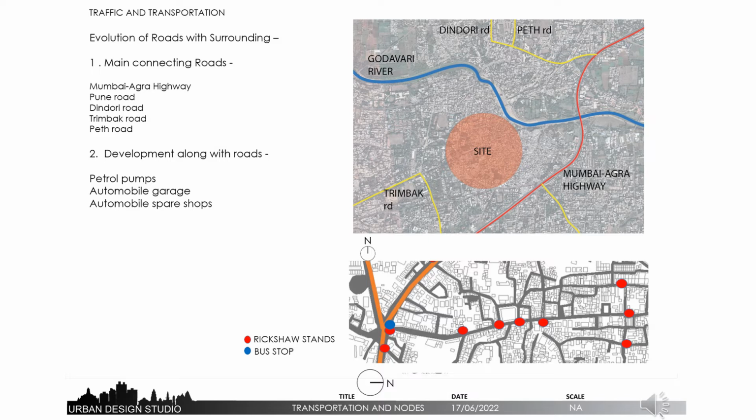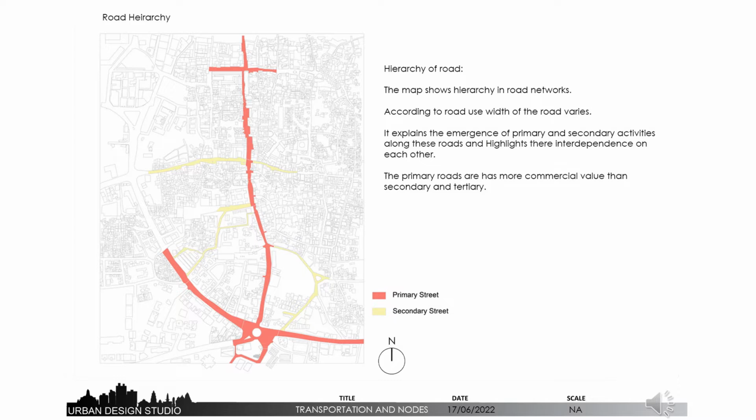Transportation: the site is surrounded by major highways which connect major cities like Mumbai and Pune. Therefore, on the site we can see developments along the road. The National Highway connecting Mumbai and Agra can also be seen along the site.